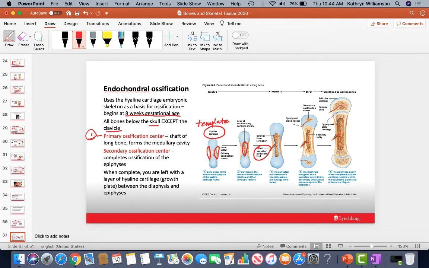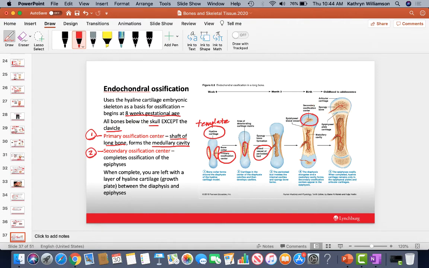So our diaphysis is going to be replaced by bone. Cartilage is going to be replaced by bone in our primary ossification center. That's going to form the shaft of the long bone, or the diaphysis, and also as a result the medullary cavity forms.